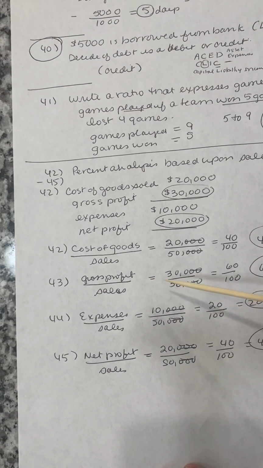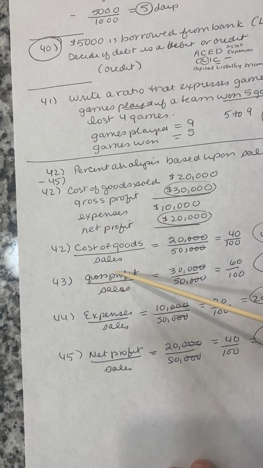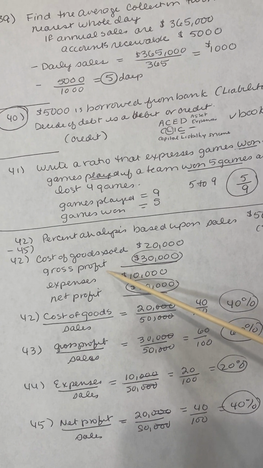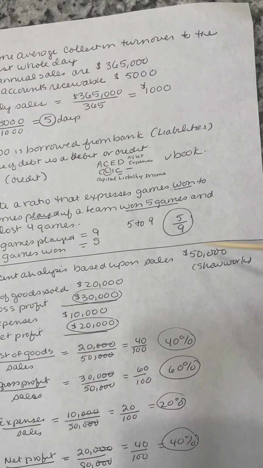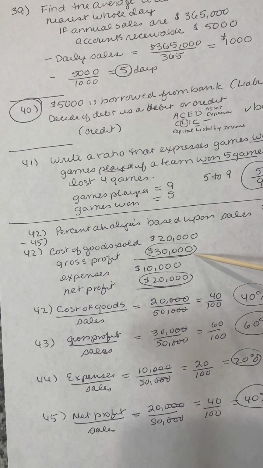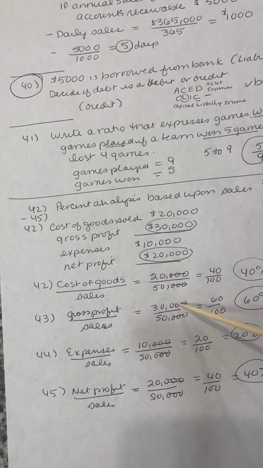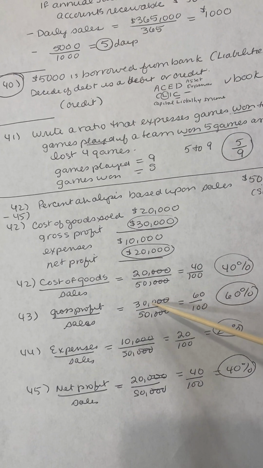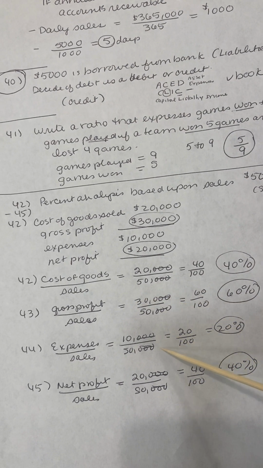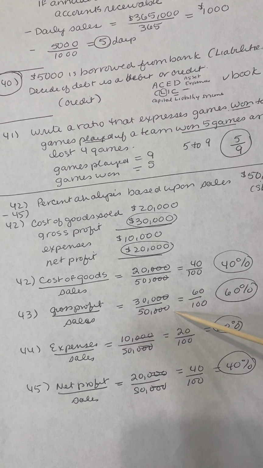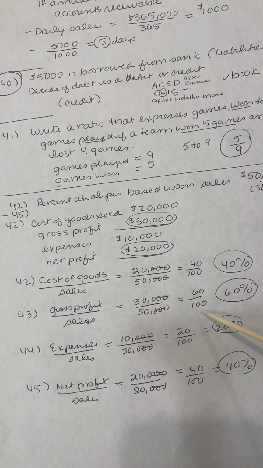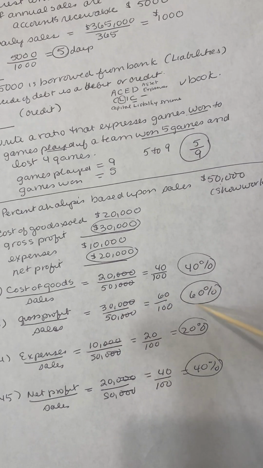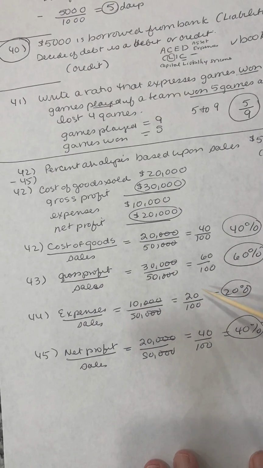The same with the next one. Your gross profit, we looked up here, what was our gross profit? Remember, it was $50,000 minus $20,000, which was $30,000. So we have $30,000 gross profit, and we put it over the sales, which is 50,000. So 30,000 over 50,000 is 3/5, or you want to change it, so 50 times 2 is 100, and 30 times 2 is 60. So we got 60%. Let's go on to the next one.